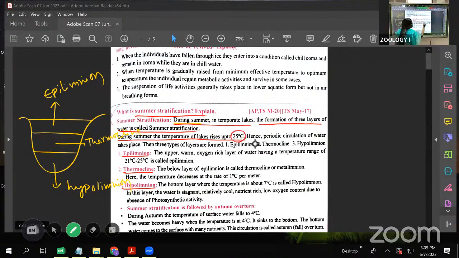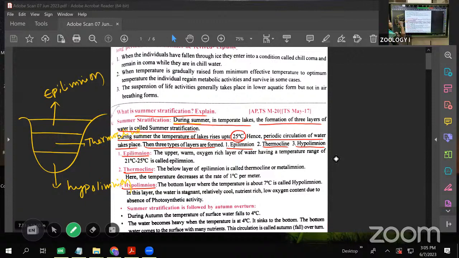Hence, the periodic circulation of water takes place. Then three types of layers are formed. Already said, first one is called the epilimnion. Middle one is called the thermocline. Inner is called the hypolimnion. Three layers are formed: upper, epi; down, hypo; middle, thermocline.